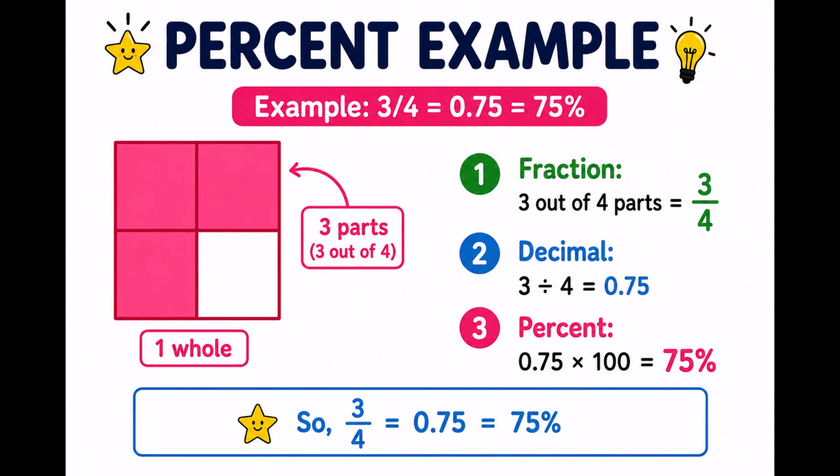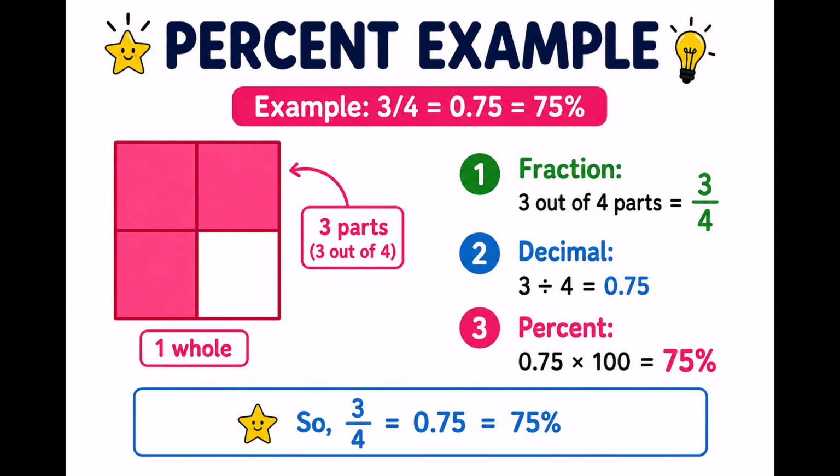Step 3, change the decimal to a percent. So as of now, we start with the fraction, change the fraction to a decimal, and now we're changing the decimal to a percent. So multiply the decimal by 100. That gives us 0.75 times 100 gives us 75% with the percent sign. So 0.75 equals 75%.